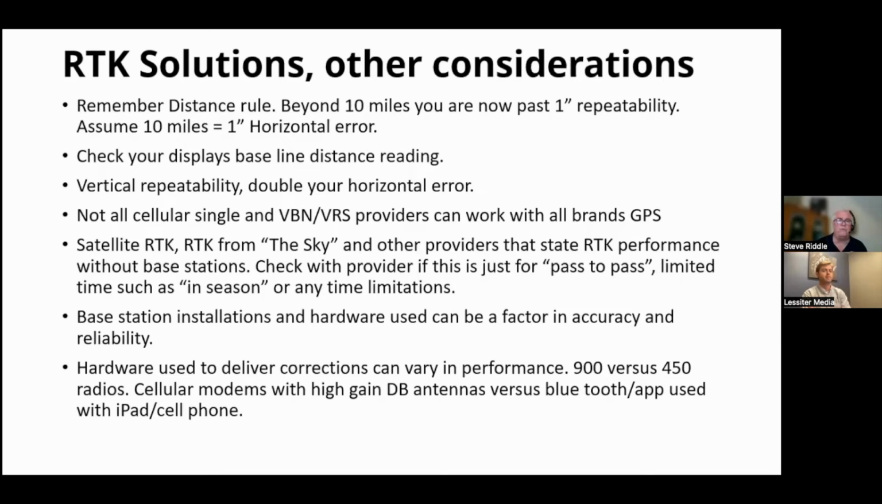And hardware used to deliver the corrections, I think this is more about reliability, and it's not really about accuracy here, but you're going to question what's down, what's wrong, what's not working. So radio RTK, there's 900 versus 450 radios. Obviously, the 450 megahertz radio is a lot stronger signal. It can burn through some tree foliage. So there's differences there. Same thing with cellular modems.